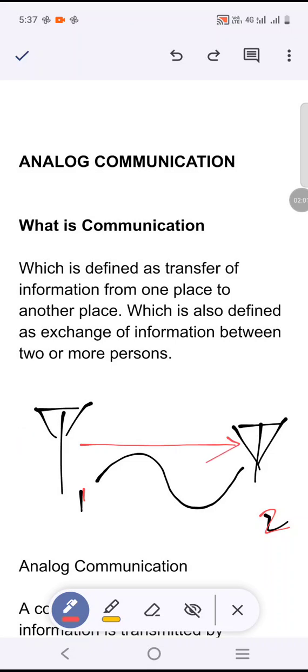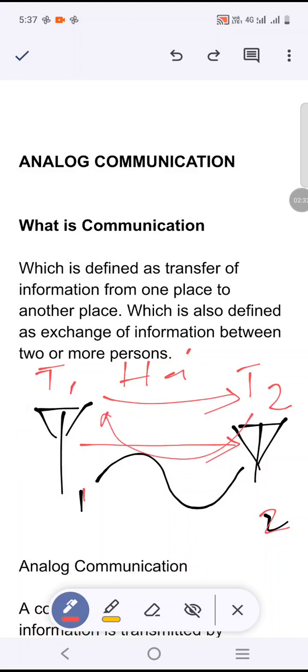In simple terms we can represent it like this: let's suppose T1 is one person and T2 is another person. Here, the person T1 says hi to T2, and T2 replies to T1 as hello. So this process is represented as communication. I think you are clear about communication. Now we are going to discuss analog communication.